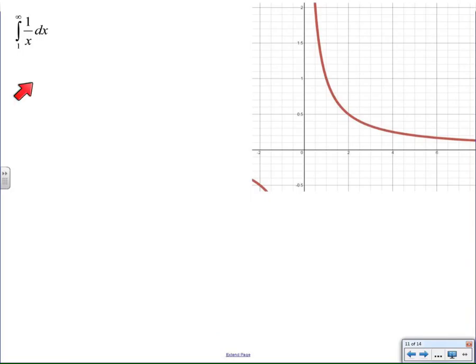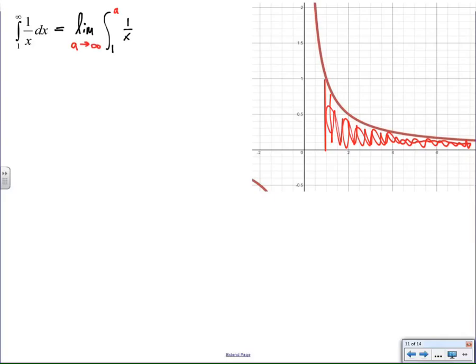I'm going to do the same thing, except this time we're working with 1 over x. Seems like the same kind of graph. It has the same kind of behavior. It's got to have a finite value too.